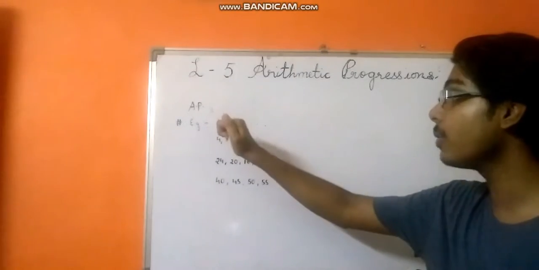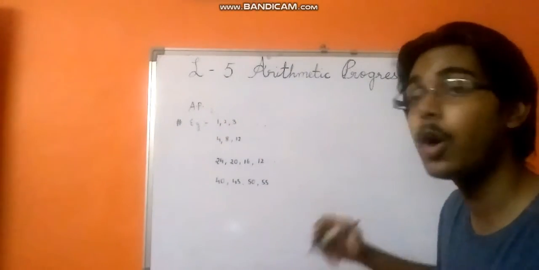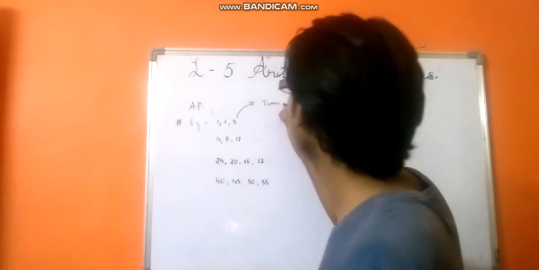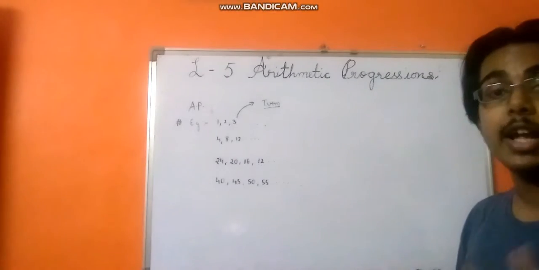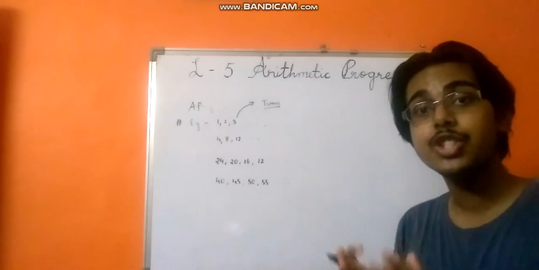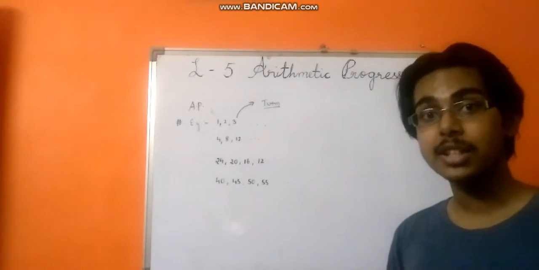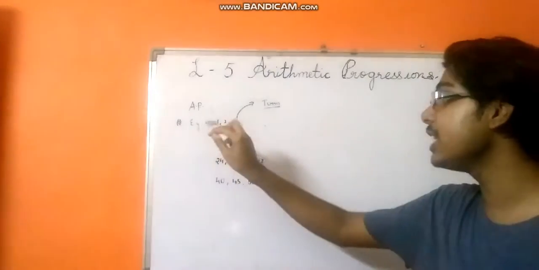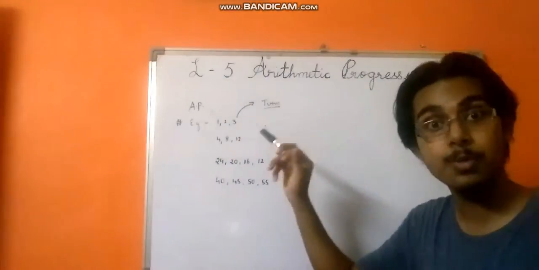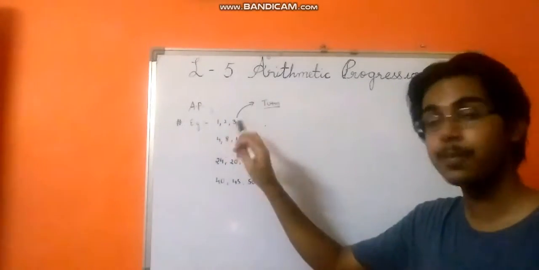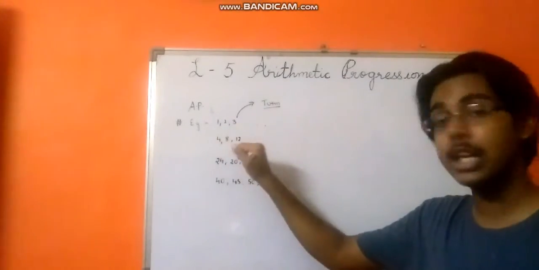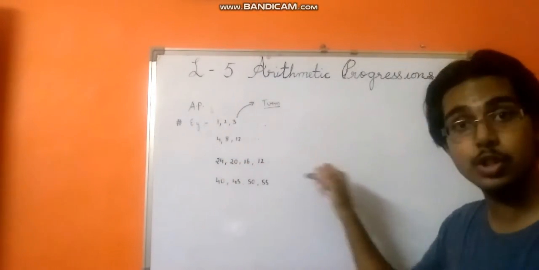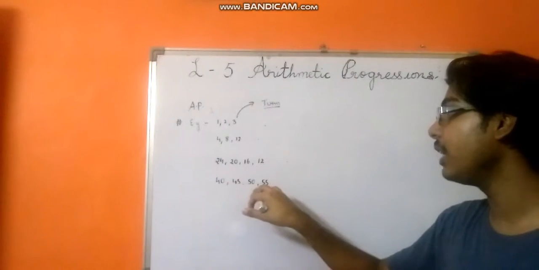So each number in a particular series is known as what? A term. It is known as a term. So in arithmetic progression, each number that you come across is known as a term. Now let us understand this through these 4 series. If you look at the first series, we have 3 terms written here, 1, 2 and 3. Then in the second, 4, 8, 12, again 3 terms. Then again we have 24, 20, 16, 12 and so on, 40, 45, 50 and 55.